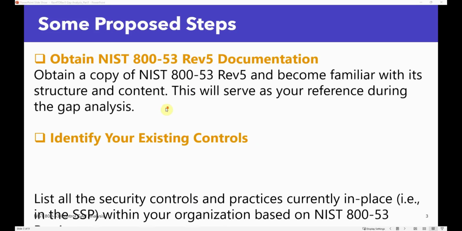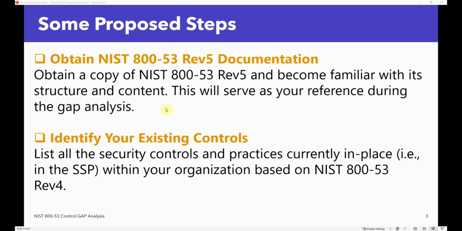Now, how do you do that? You have to list all the security controls and practices currently in place that is in the SSP within your organization based on the NIST 853 Revision 4. The current way you guys have implemented these controls is going to be in the SSP, right? The documentation at least is going to be in the SSP. See how the controls were implemented. Read the implementation statement of these controls in Rev4, right? Get yourself familiarized with those implementation statements within the Rev4 of your organization. That is pretty much how you guys implemented the Rev4 controls, right?